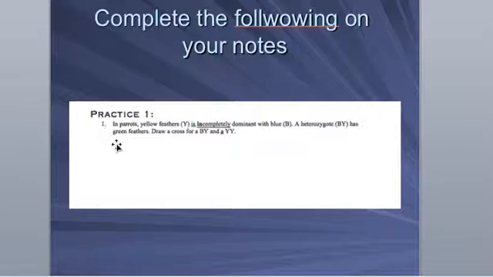So now you're going to complete the following question. On your notes, you're going to have to draw the Punnett square. So it says, in parrots, yellow feathers, big Y, is incompletely dominant with blue. A heterozygote, BY, has green feathers. So this is a blend because it's incomplete dominant. So you're going to draw a cross for a BY and a YY. So do that on your paper, and then you'll come back. You can pause the video, and then you'll do these questions.